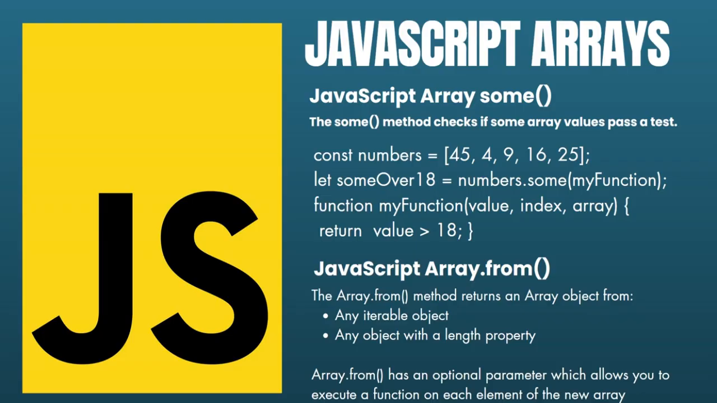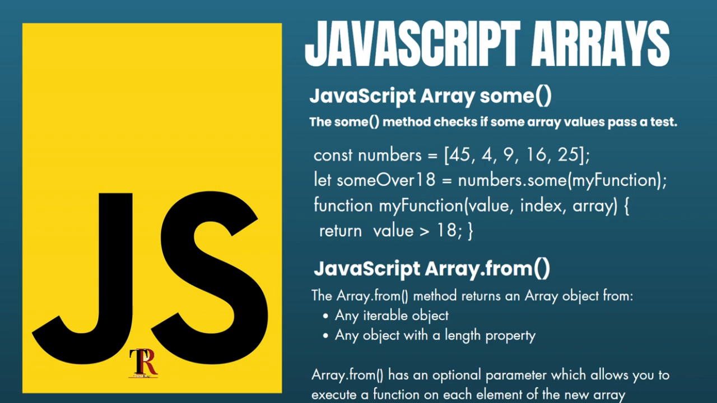In this lesson, we are going to be looking at two different array methods other than the ones that we've been talking about. So this is a continuation of exploring different array methods that are available in JavaScript. And in this particular lesson, we'll be looking at the array some method as well as the array from method.